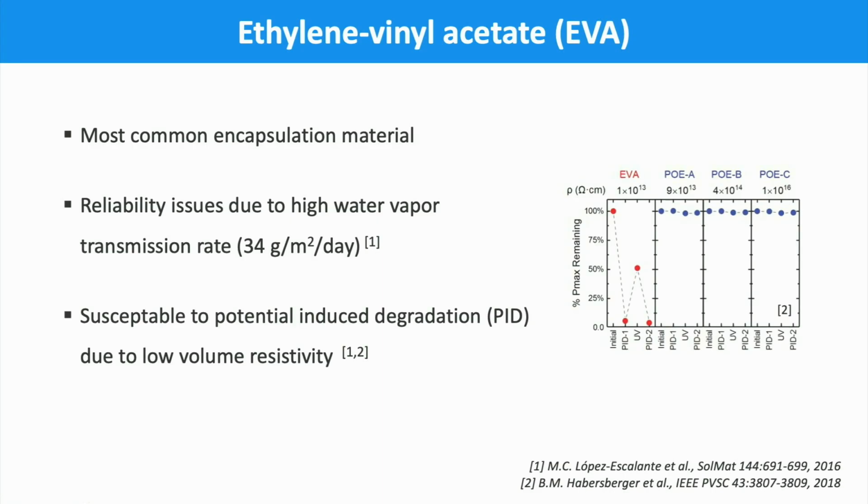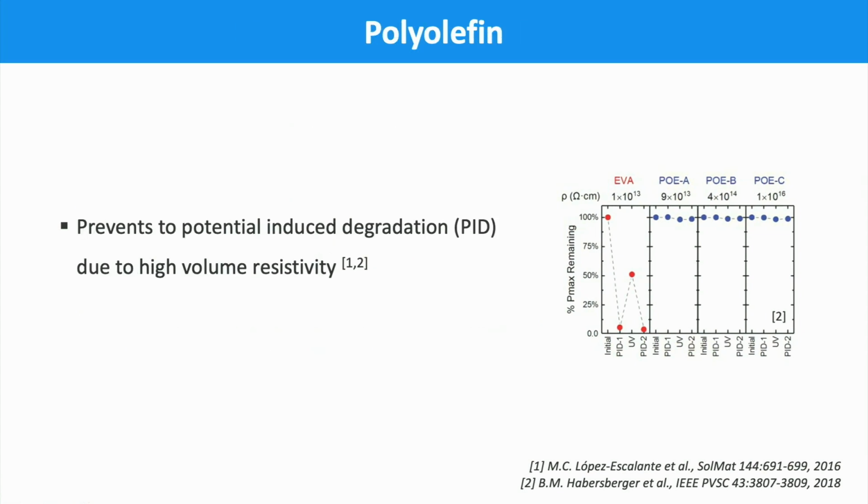In the past years, susceptibility to potential induced degradation has become the most imminent degradation issue. PV modules with low volume resistivity EVAs can be susceptible to PID. In the figure, we see how the modules with EVA, shown in red, fail the 2-PID test. The polyolefin encapsulated modules, shown in blue, pass these tests due to their higher volume resistivity.